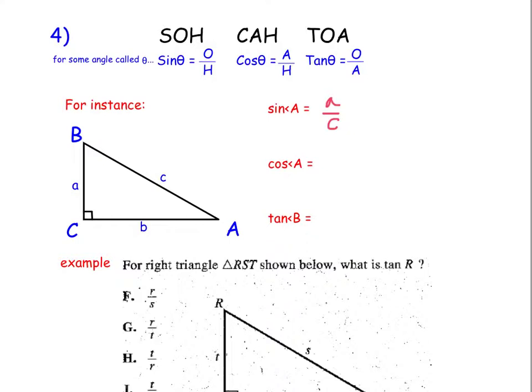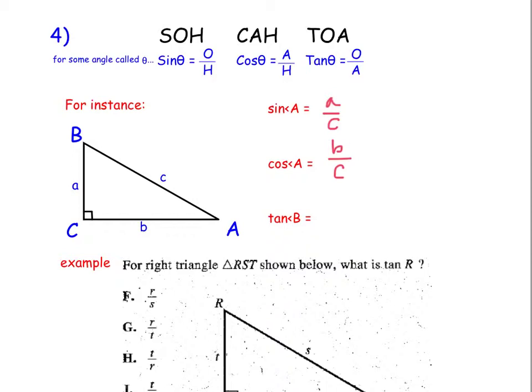Cosine of angle A. Once again, I'm looking at angle A. The cosine uses the adjacent and the hypotenuse. Little a is the opposite, little b is the adjacent, and C is the hypotenuse. So I get little b over C. The ratio for the cosine of angle A would be little b over C.